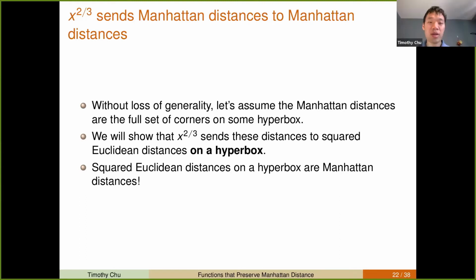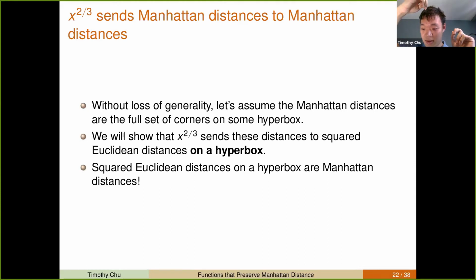Right. Okay. So that's a good question. First, I should emphasize that this hyperbox is axis aligned. I forgot to say that. Second of all, if I have a hyperbox or a general high dimensional rectangle, how do I compute squared Euclidean distances? Well, if I have 2 points, I compute the difference in each coordinate, square that, and add them together, right?